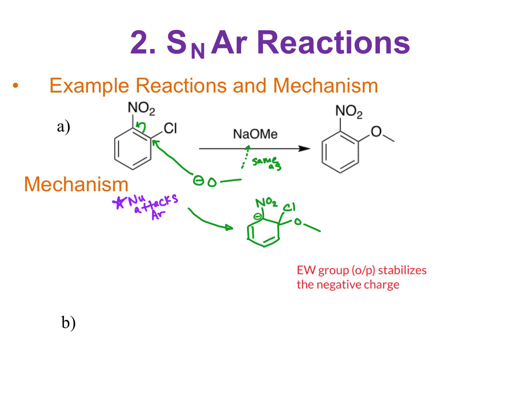Now, if this was para, this would still work though, right? Because there can be resonance where the negative charge can alternate on this carbon or this carbon or this carbon. So as long as the nitro group's on one of those carbons, it'll still work. You don't have to show that resonance, but it's good to know that that's why that's there, okay?